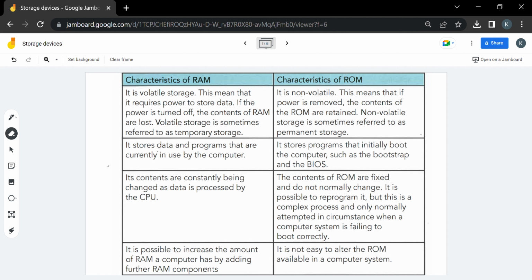Now the contents of RAM are easily changed. Every time you turn on your computer, you write new data into the RAM, while the contents of ROM are fixed and we do not change them. These are usually set by the manufacturer. At the time of manufacturing the ROM, the programmers write the data onto the ROM. So we can increase the size of the RAM, but the size of ROM is usually fixed.